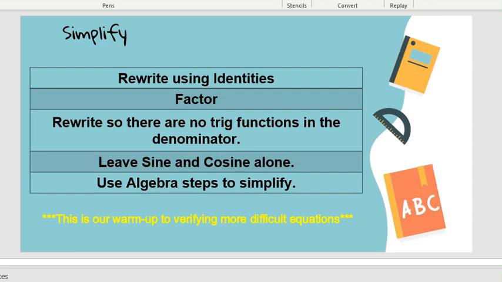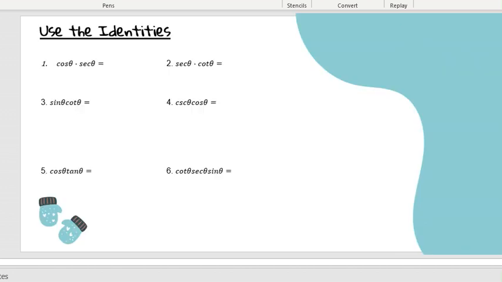These are a few things on how to simplify. Factoring we'll do a little of that later. We will definitely be rewriting identities. One thing we have to do is avoid trig functions in a denominator. Leave sine and cosine alone. In other words, don't change those into 1 over cosecant, 1 over secant, okay?